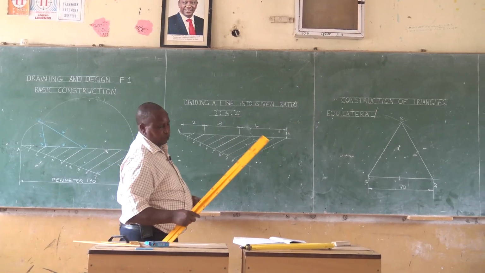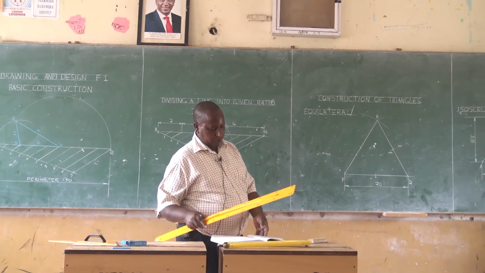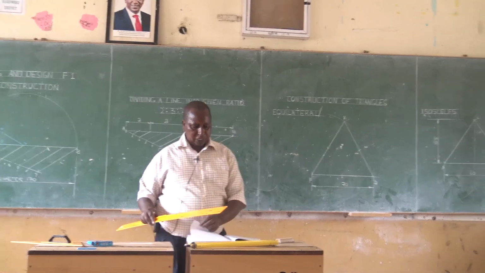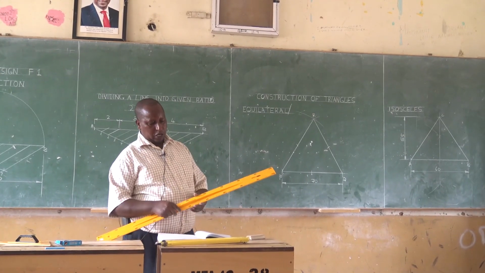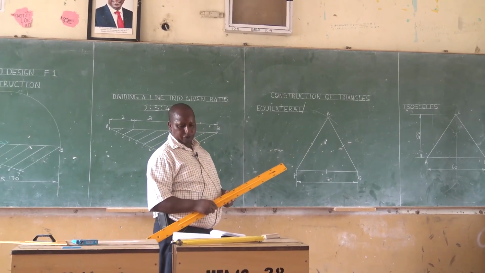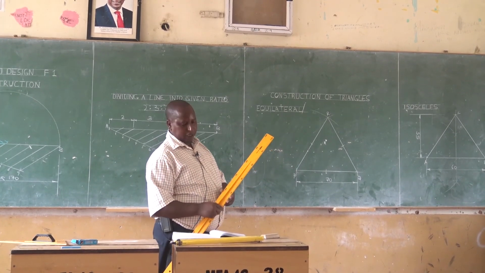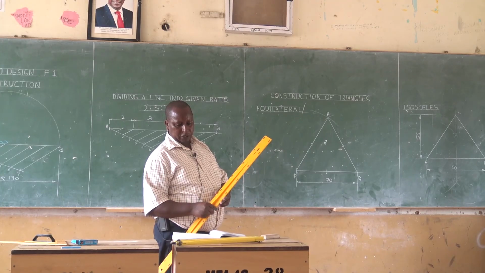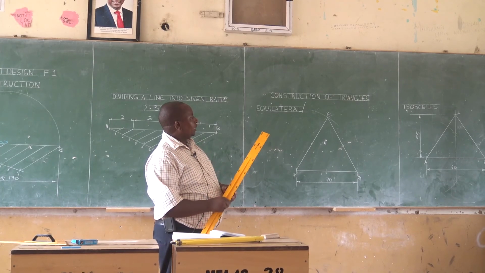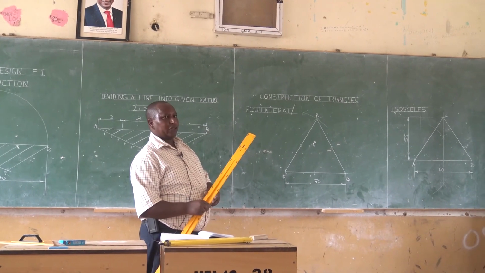In the next lesson, we are going further to explore and construct isosceles triangles, given angles, and also other conditions. We are also going to draw scalene triangles and right angled triangles.